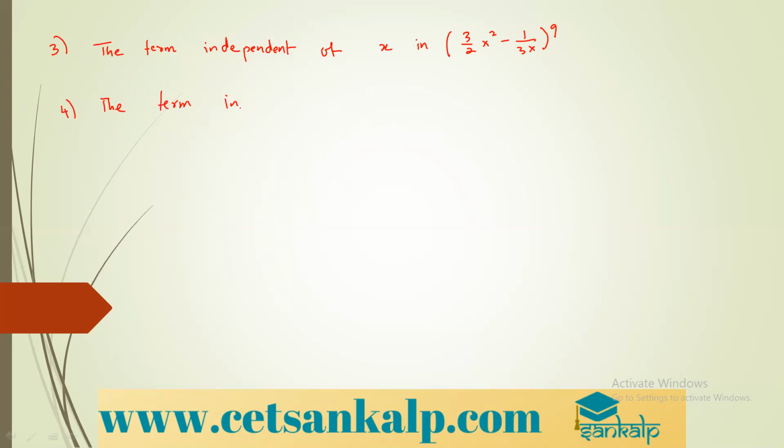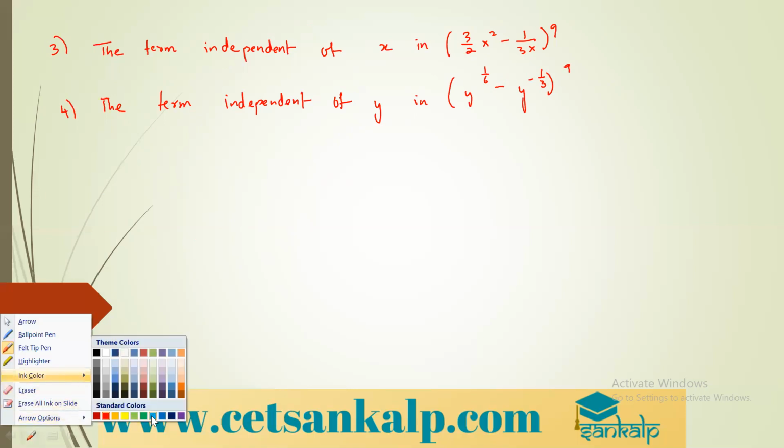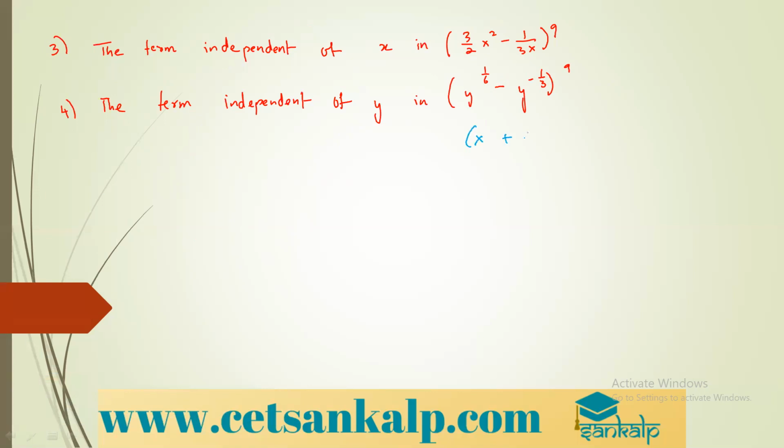The term independent of y in y power 1 by 6 minus y power minus 1 by 3 whole power 9. Both the sums are same, so I will do one. You can do the other one as homework. So this is x plus a whole power n. That means x is y power 1 by 6, a is minus y power minus 1 by 3, and the power n is 9.